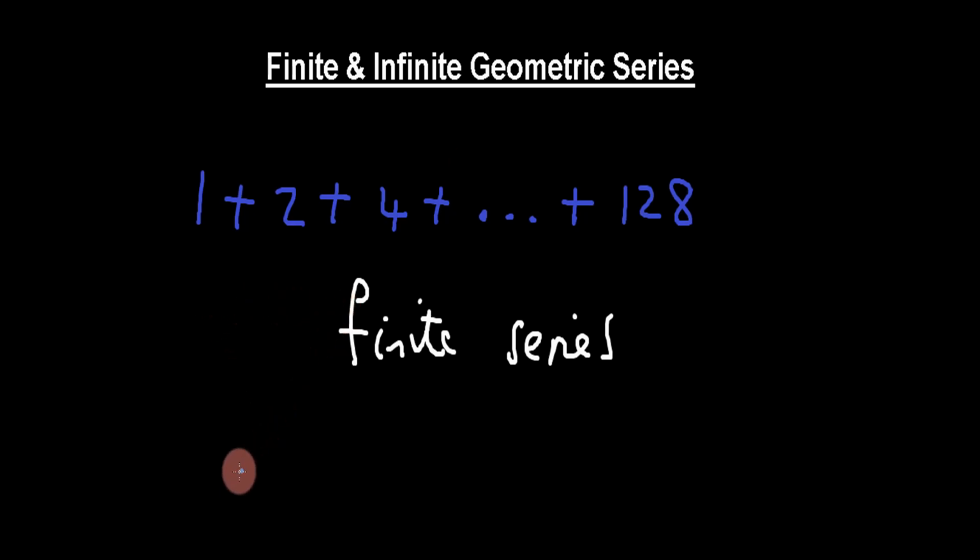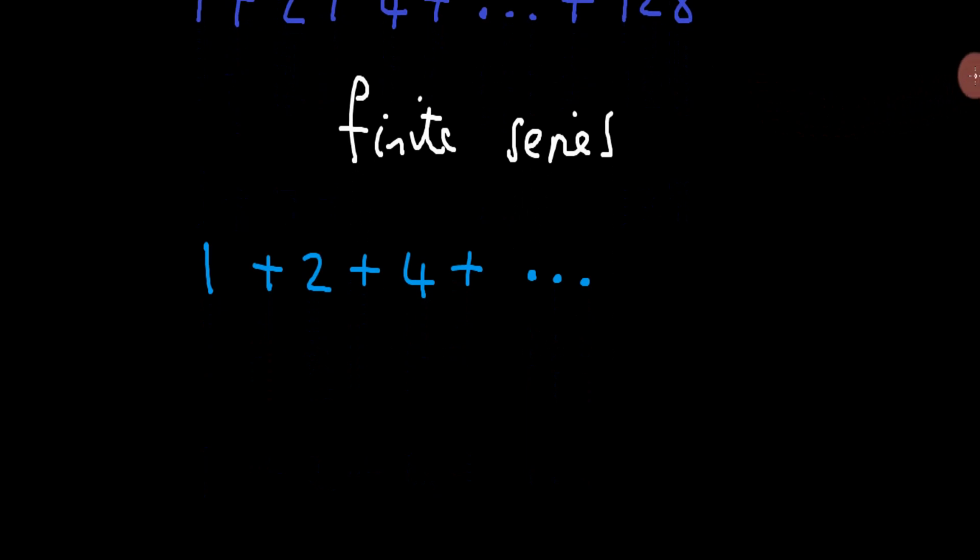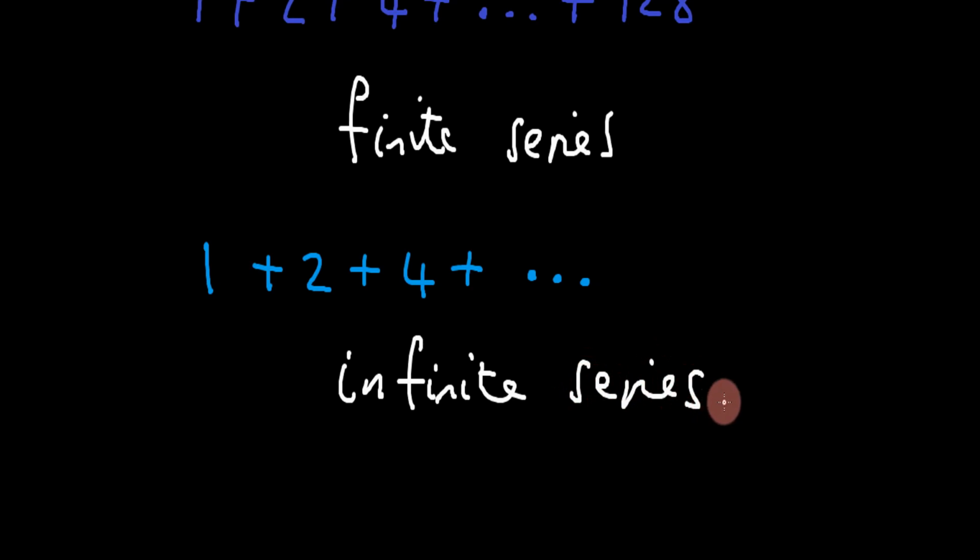Let's look at the same series. So 1 plus 2 plus 4 plus etc. In this case, we don't have a last term. We simply keep on adding terms. Since we don't have a last term, we have an infinite number of terms that we are adding. So this is known as an infinite geometric series, or an infinite series.